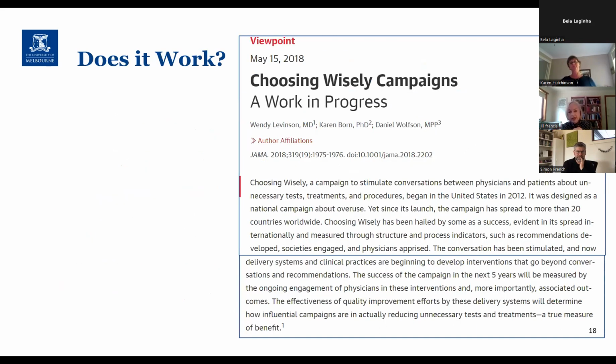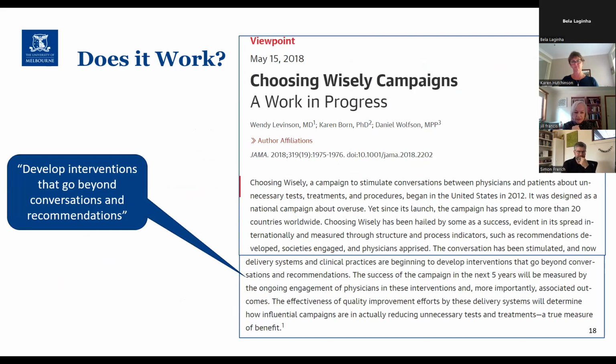Then in a later publication, just in 2018, Levinson and colleagues have started talking about, well, does it work? What do we do to identify whether this campaign is making a difference? So you'll see from the subtitle, Work in Progress, they're now arguing that the developing of interventions needs to go beyond conversations and recommendations. Exactly what we said in the last slide. Recommendations are great.